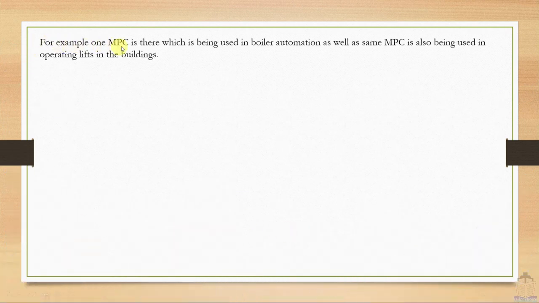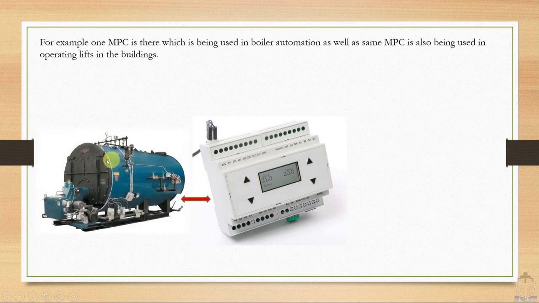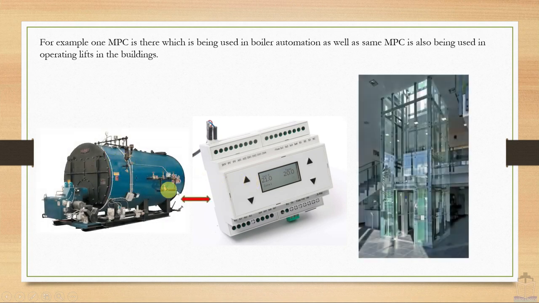For example, one MPC is being used in boiler automation, and the same MPC is also being used in operating lifts in a building. This MPC is used for boiler automation and the same MPC is used for the lift. So, here you can see that the same MPC works differently at different locations. All you need to do is change the software. I hope you understand how the MPC works.